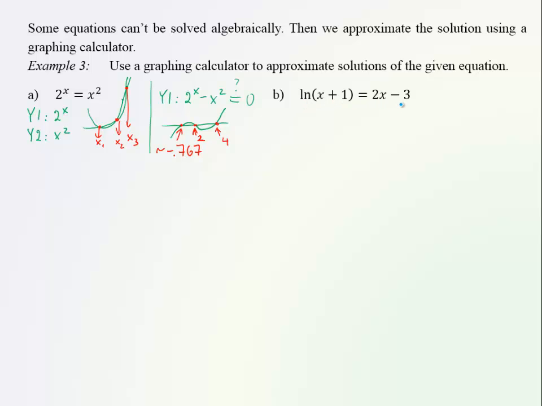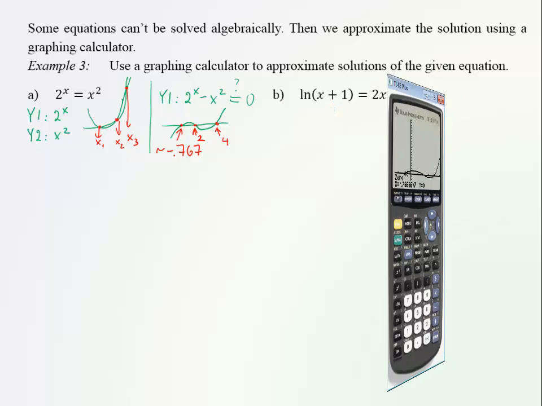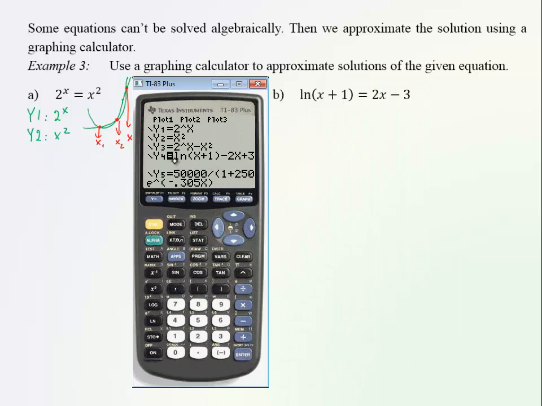Let's try to solve this equation by yourself. So use your calculator, plug it in either the first way or the second way, and find the solutions. For the second equation, we have function ln x plus 1, and I brought the right-hand side to the left, creating one function, minus 2x plus 3.